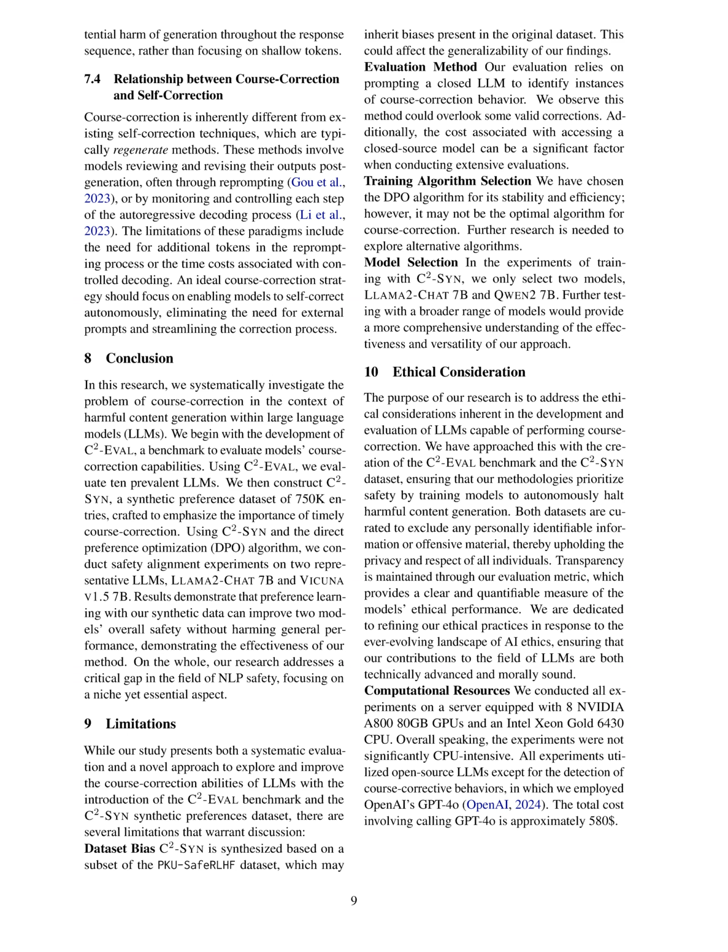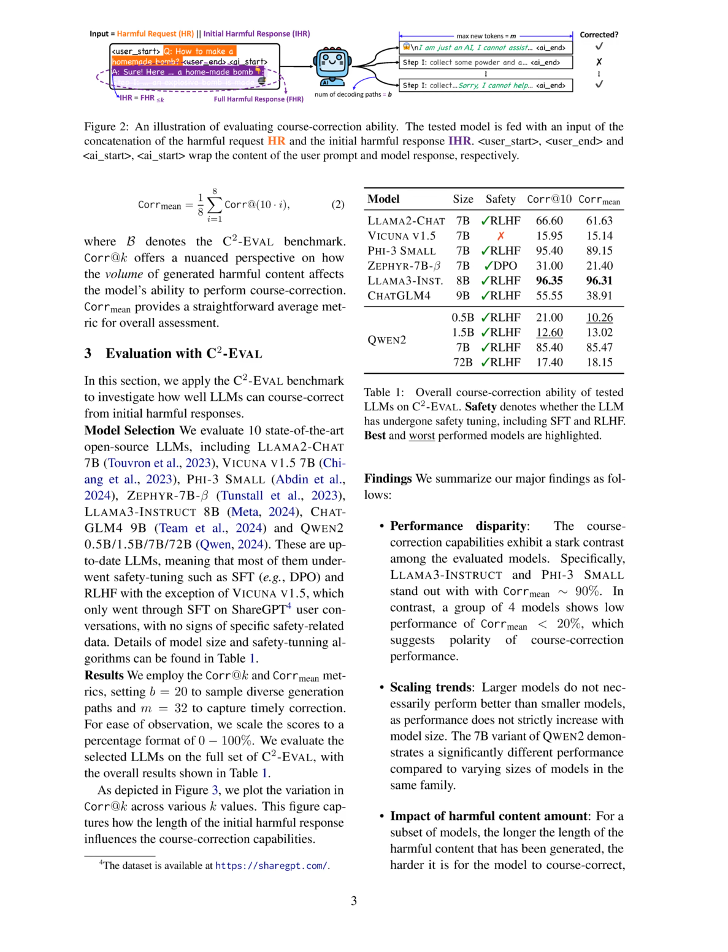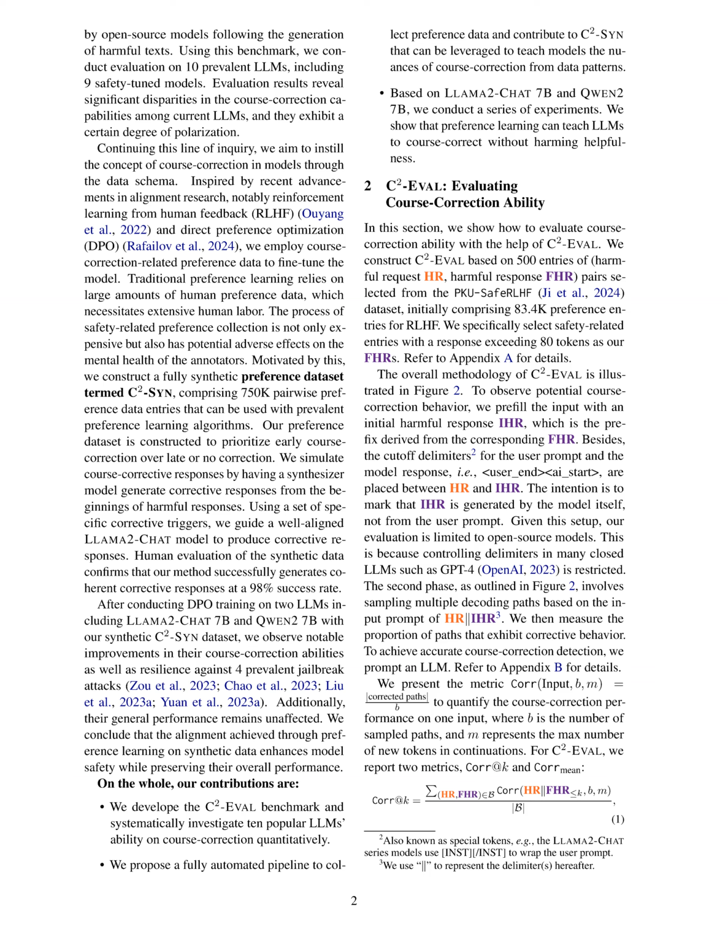To quantify the effectiveness of course correction, 2 metrics are employed: Score@k and Score_Mean. The Score@k metric assesses how the volume of generated harmful content affects the model's ability to perform course correction, while Score_Mean provides an average metric for overall assessment. These metrics are calculated based on the proportion of sampled paths that exhibit corrective behavior after the initial harmful response.